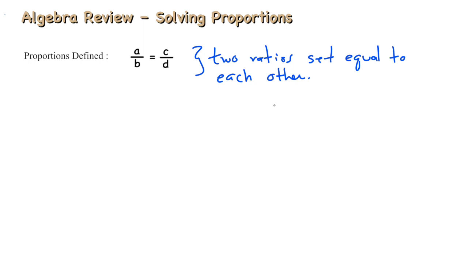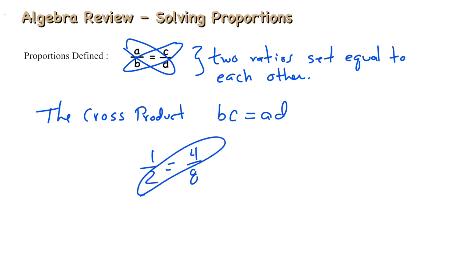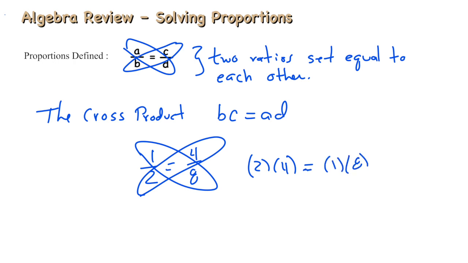So the cross product is when you cross multiply the values, b times c is equal to a times d, and we can test a simple proportion here. 1/2 is equal to 4 over 8. 4 over 8 reduces to 1/2, but if we cross multiply, we get 2 times 4 is equal to 1 times 8, and we say, yes, that's true. And that's what makes it a proportion. If it wasn't true, it would not be a proportion.